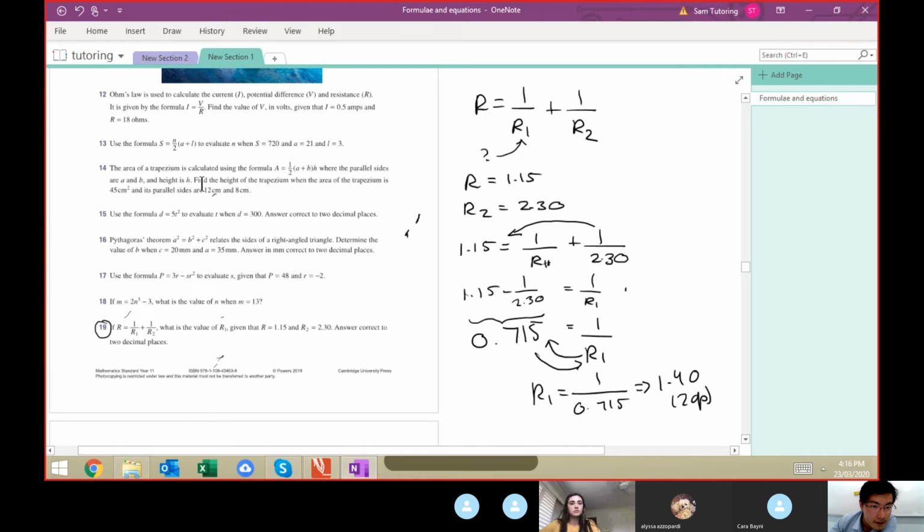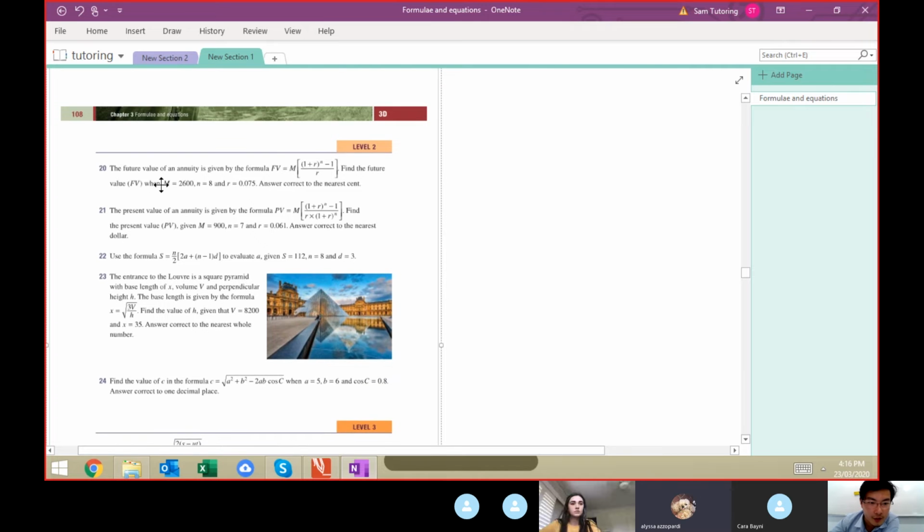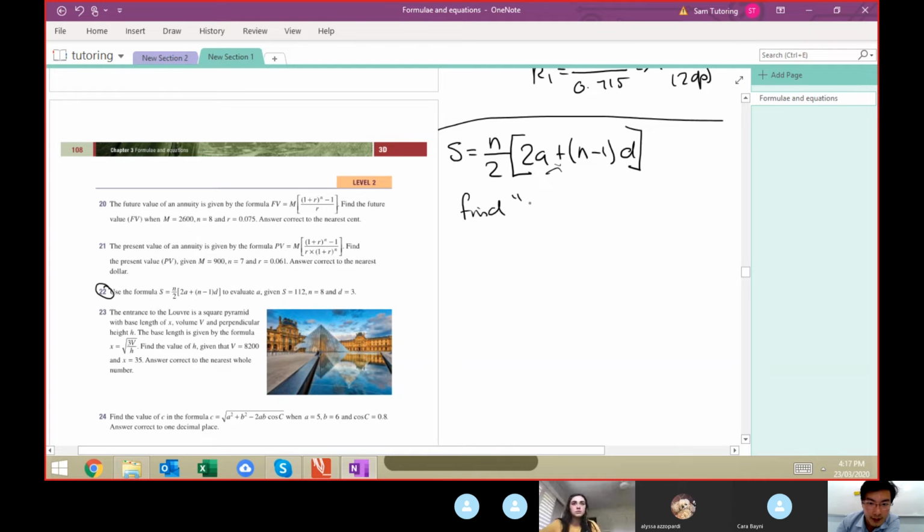What's this one? Find the height. Oh, that's easy. No, that's not good, that one. Oh goodness, what is this? Find A. Oh, this one's a good one. Let's do question 22. Here. So we have the formula where S equals N on 2, big brackets, 2A plus N minus 1 multiplied by D, and we have to find the letter A when you're given S is equal to 112, N equals 8, D equals 3. See what you can do with that.